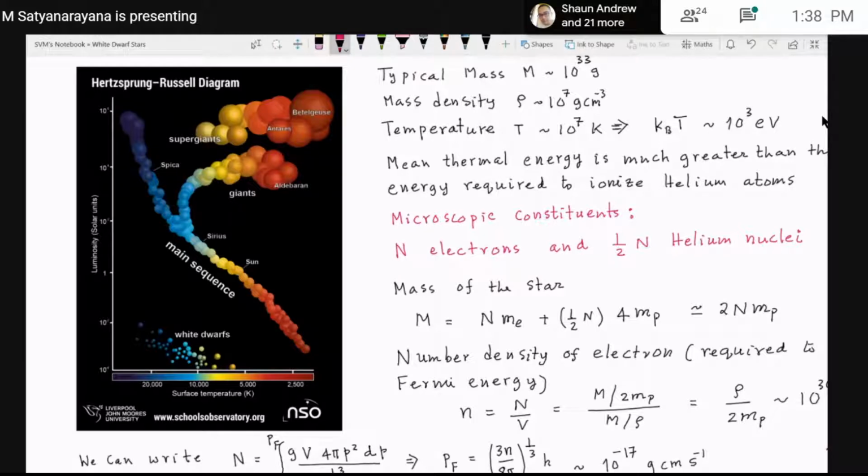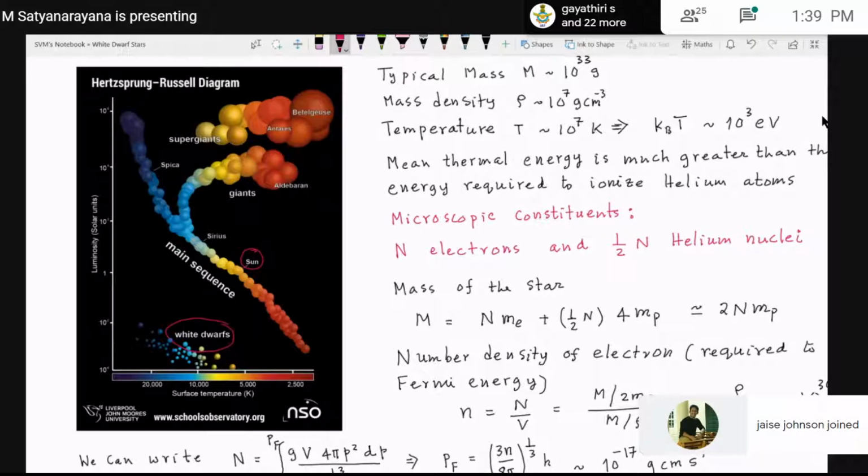But an exception does not mean that there are very few stars like this. It turns out that a large percentage of stars have become white dwarfs, or are probably going to have the future of a white dwarf. As we see here, our sun is in the main sequence, and this is where white dwarfs are.